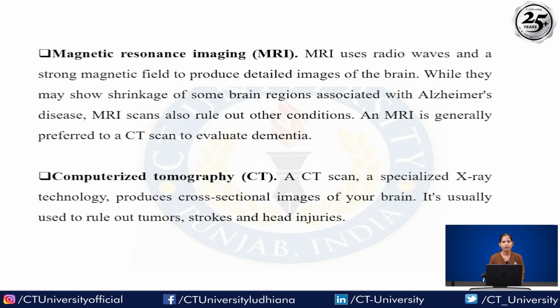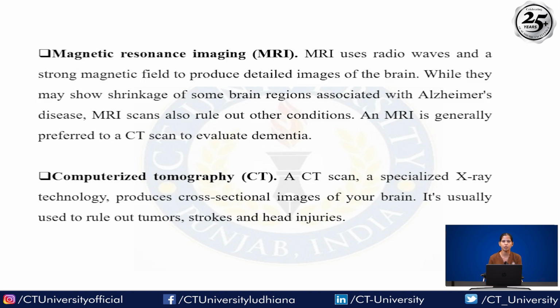The next is magnetic resonance imaging, known as MRI. MRI is another diagnostic test to diagnose Alzheimer's disease. MRI uses radio waves and a strong magnetic field to produce a detailed image of the brain. It may show shrinkage of some brain regions associated with Alzheimer's disease. We already know that in Alzheimer's disease there is brain shrinkage, so in an MRI the image shows a shrinkage of the brain.